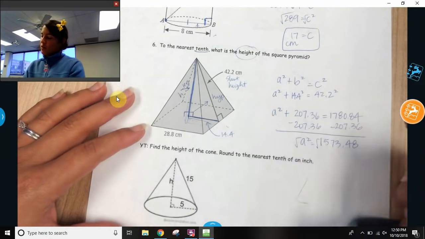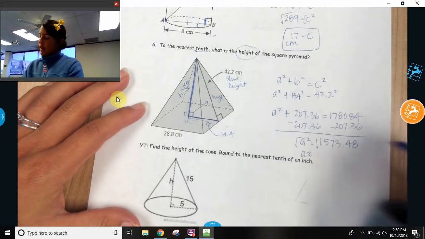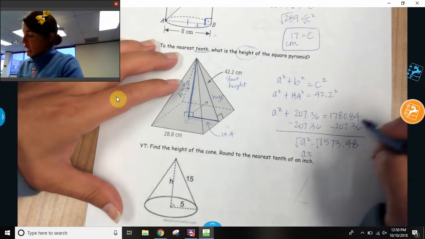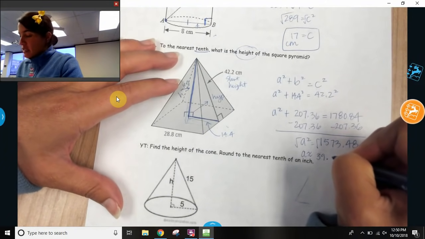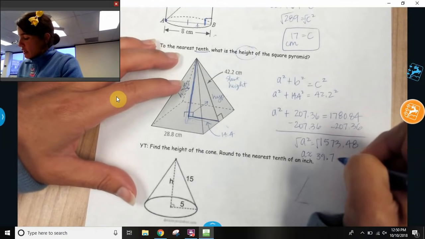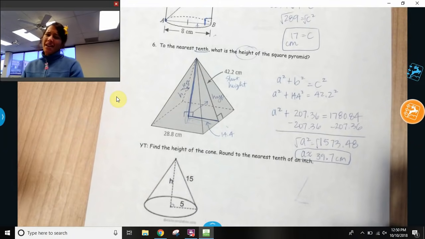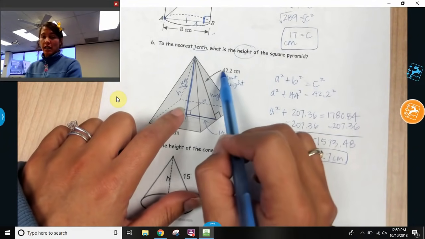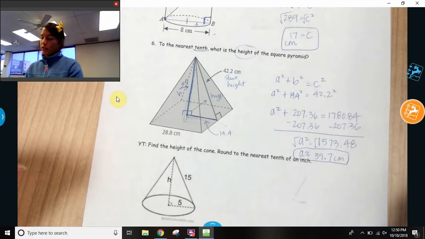You'd have to take the square root of both sides. And again, I'm going to the nearest tenth. So A is about the square root of 1573.48. To the nearest tenth, I'm getting 39.66, so 39.7 centimeters would be the height of that pyramid. And it makes sense because the height would need to be a little bit less than the slant height, the hypotenuse. So 39.7 is less than 42.2.